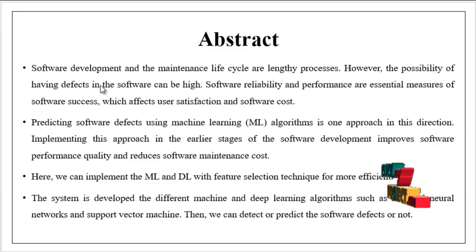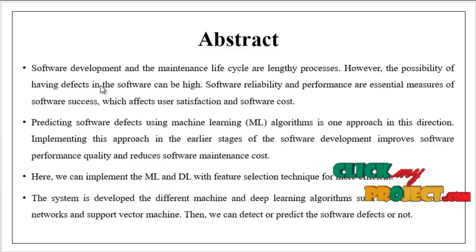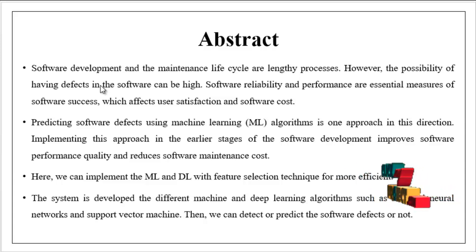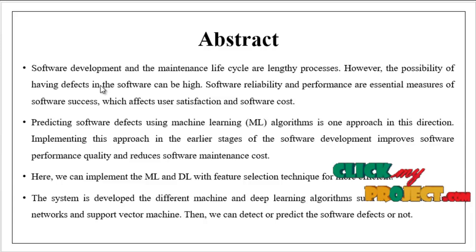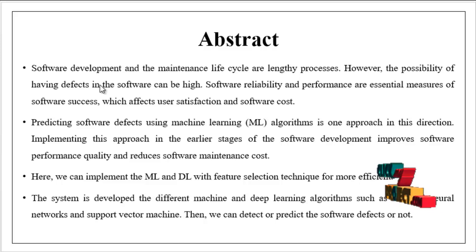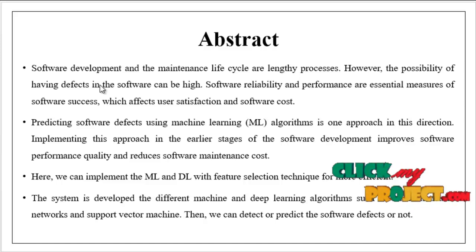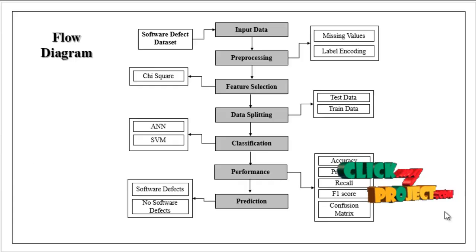Here we can implement machine learning and deep learning with a feature selection technique for better efficiency. The system is developed with machine and deep learning algorithms such as support vector machine and artificial neural network. With the help of these two algorithms, we can predict whether a defect has occurred or not in the software. Then finally, we can compare both results based on accuracy in the form of a graph. This is the abstract of our project.